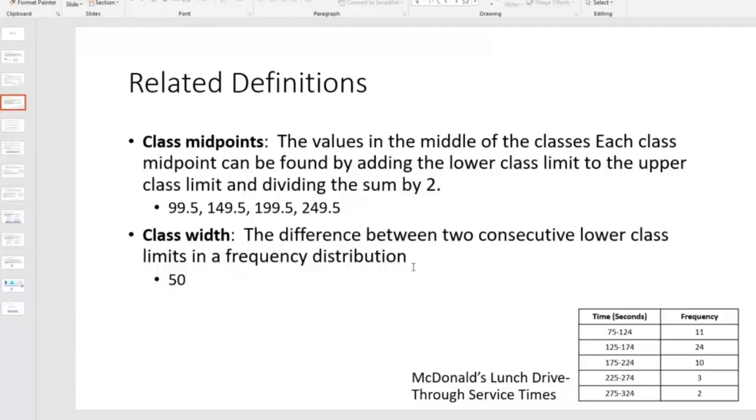Class width is the difference between, and be careful about this one, this is a common mistake, two consecutive lower class limits.